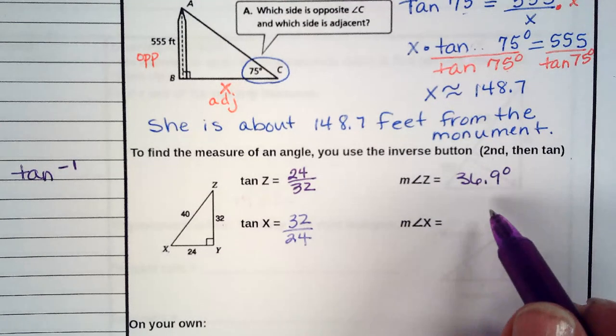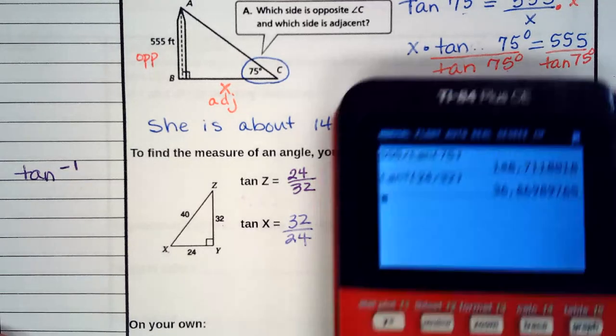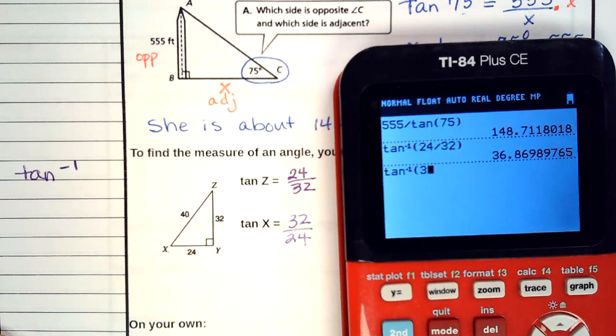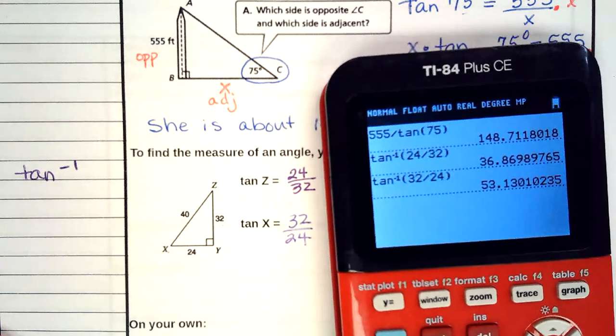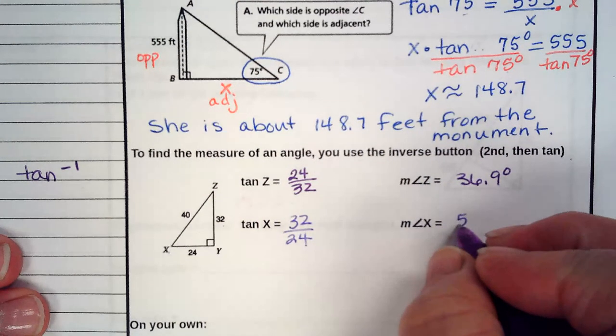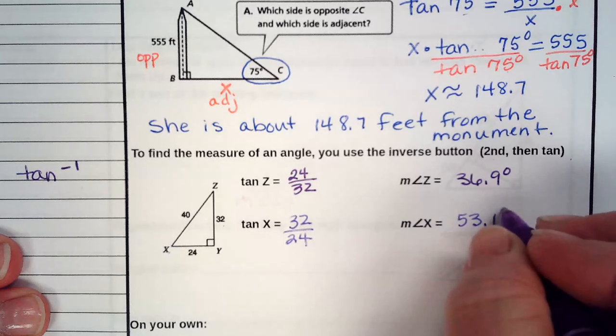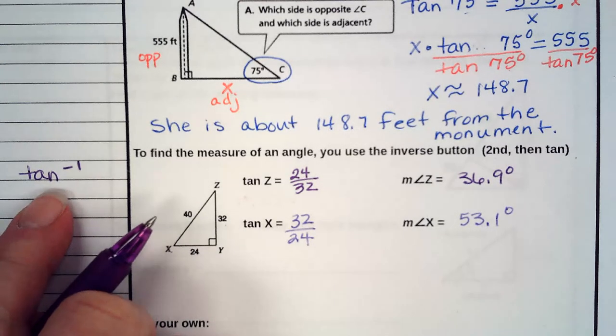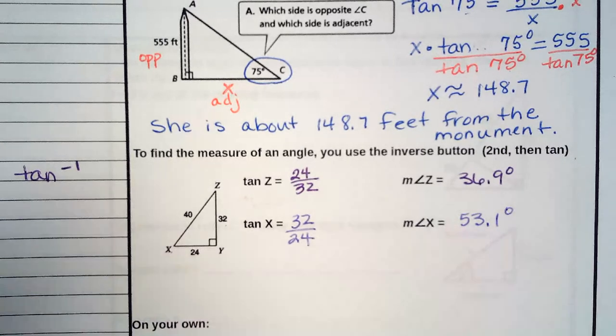Oh, if this is 36.9, there's another way we can find it. What is it? But let's go ahead this way. Second tangent. 32 divided by 24, close it off, and I get 53.1. Okay. Second and tangent gives you that tangent inverse button. That's what gives you your degree measures.